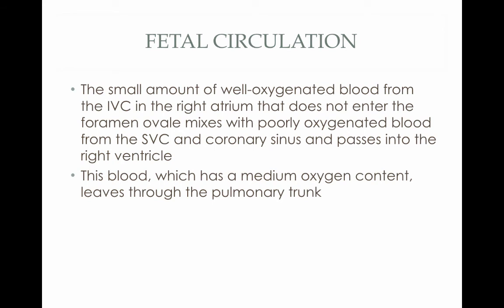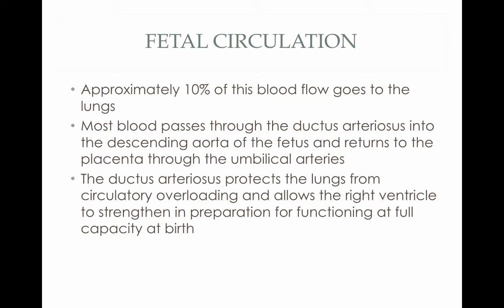A small amount of that well-oxygenated blood from the IVC in the right atrium does not enter the foramen ovale and poorly mixes with the blood of the SVC and the coronary sinus, and then remember it passes into the right ventricle. This blood has a medium oxygen content and leaves through the pulmonary trunk. Approximately 10% of the blood flow goes to the lungs. The rest passes through that third shunt.